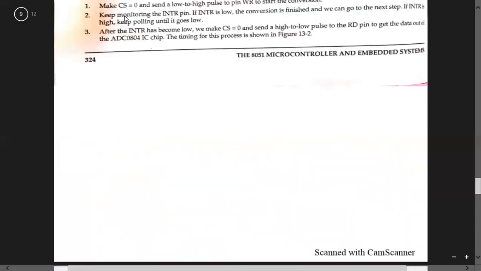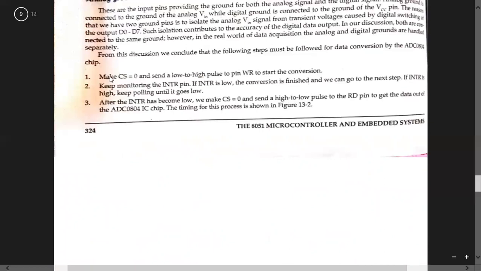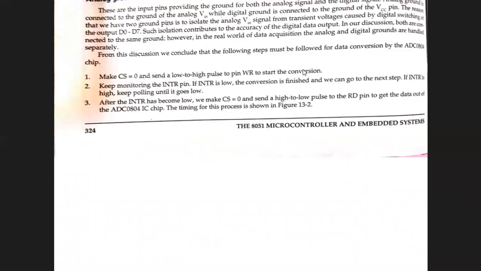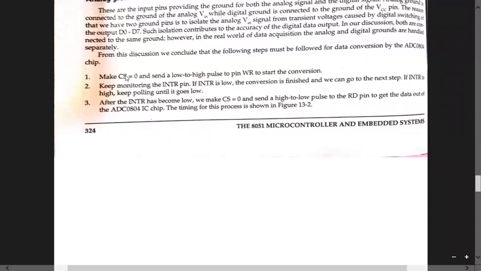So the first step to be followed for ADC conversion is we have to make CS is equal to 0 and send a low to high pulse to pin WR to start the conversion. So what is the first thing to be done? We have to make the CS low, and the next thing is we have to send a low to high pulse to pin WR. Initially it will be in the low state. We have to set it in the high state.